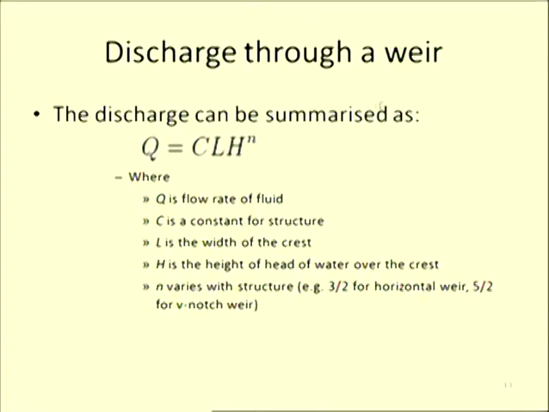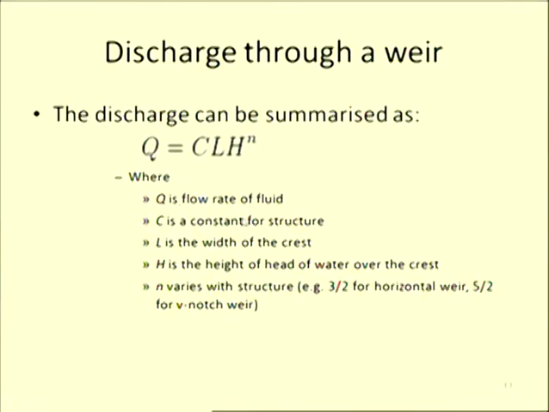Discharge through a weir. So how much discharge is taking place through a weir? This is a general equation we can think about. This is not a particular equation. This is a generalized form to make you understand that Q, which we call discharge, would be equal to C L H raised to the power n. What are the variables here?